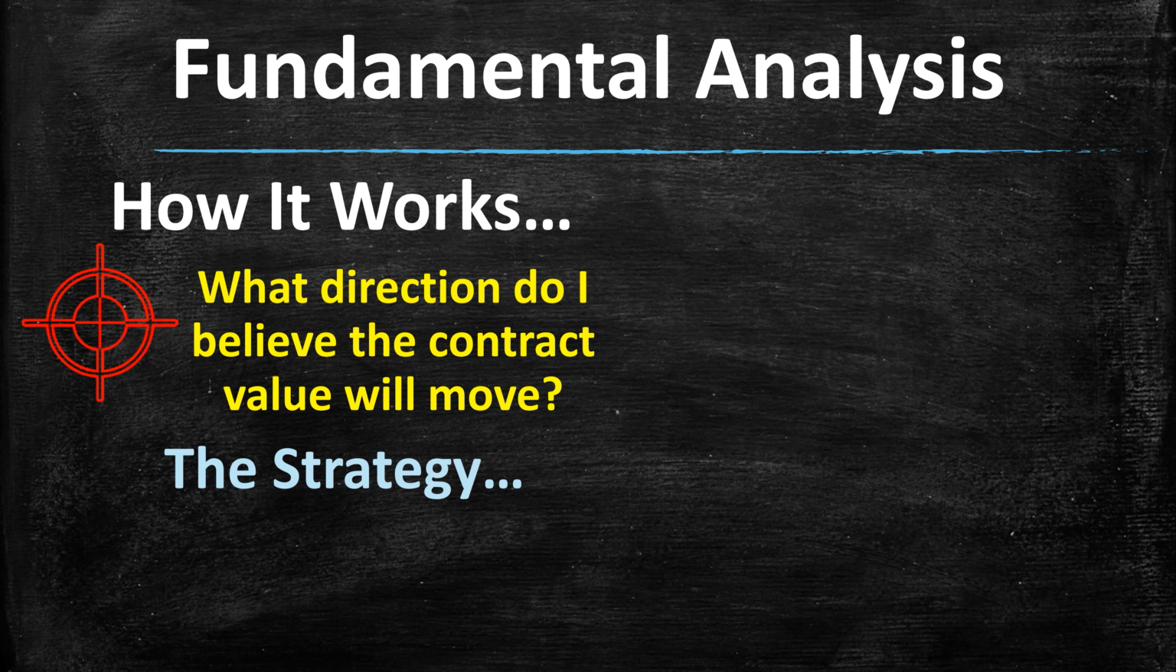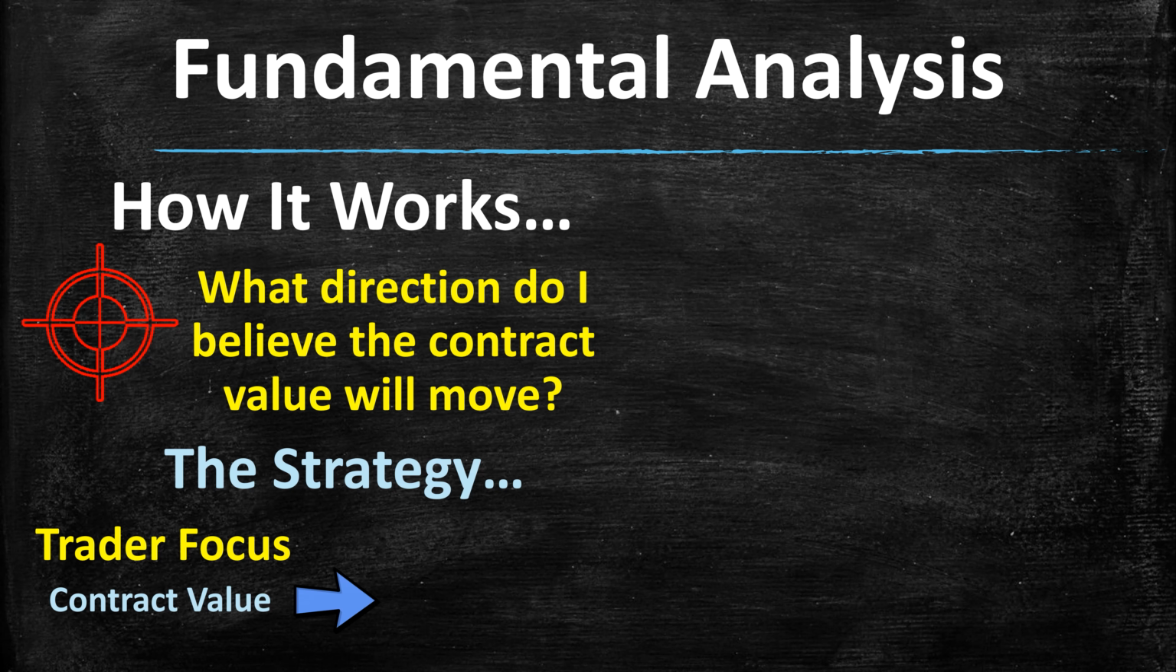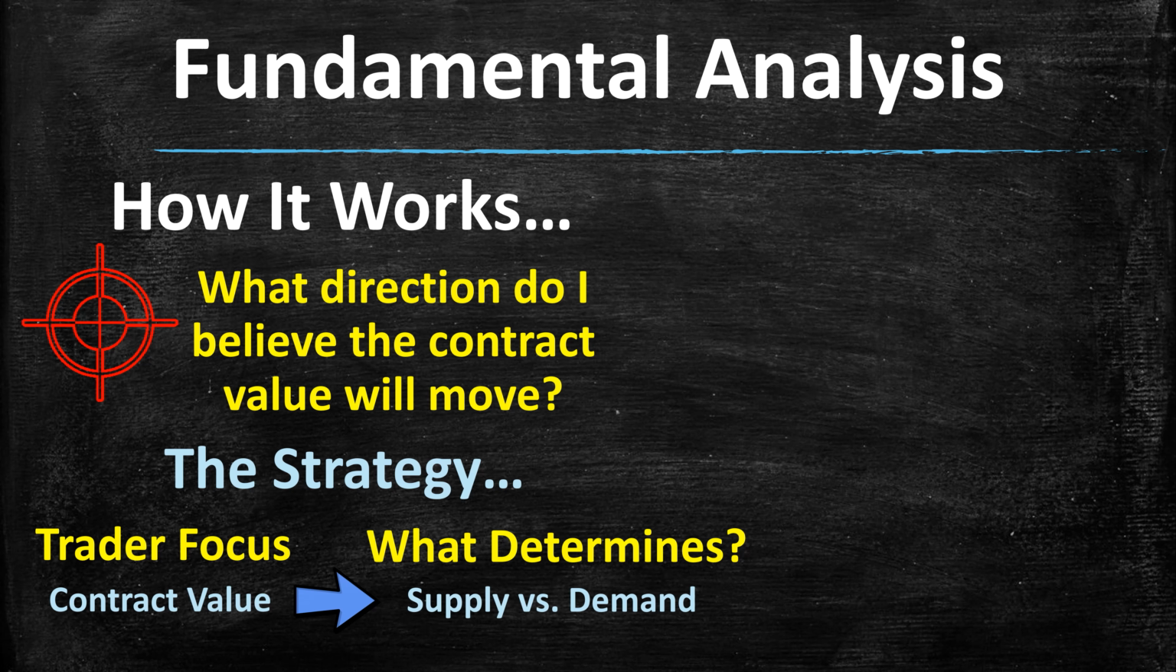So the way the strategy works is the trader focuses, of course, on the contract value. So that brings about, all right, what determines the contract value? Nothing fancy there, just good old supply versus demand. The more people want something, the higher the price. The less people want something, the lower the price. The more available something is, the more supply, the lower the price. The less available, the less supply, the higher the price. Just basic supply versus demand. So then, okay, what is influencing the supply and demand?